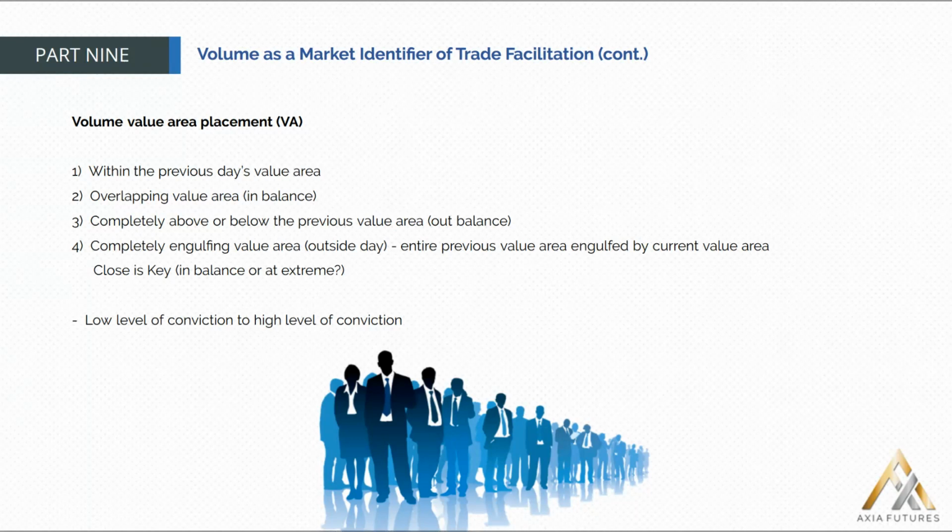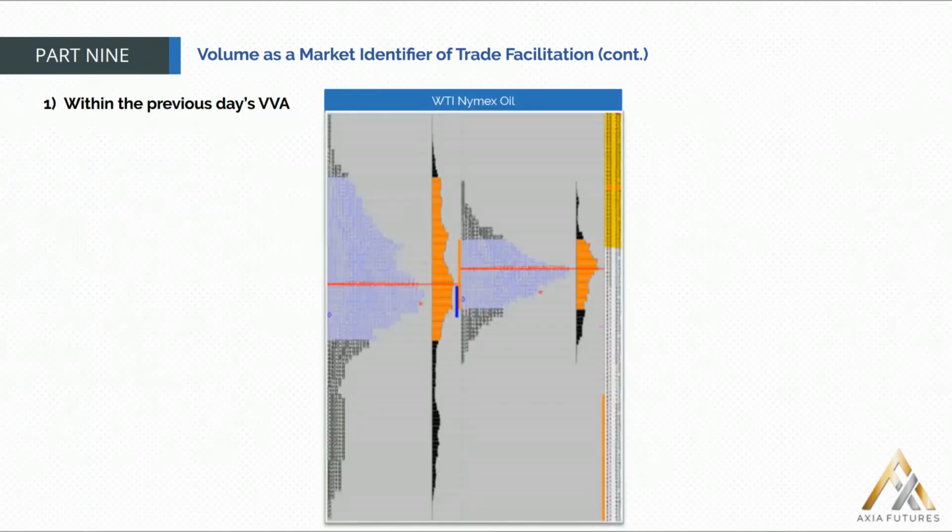And lastly, our most convicted is when a market is completely out of balance and out of synchronization, where we have a completely engulfing value area, so an outside day or an engulfing type day, where the current day's value area completely engulfs the previous day's value area. This shows us quite a bit of conviction and initiation from either the buyers or the sellers. Let's now take a look at the examples, and I'm going to show them to you on the chart so you get a better understanding of how they look and what they can mean for your trading strategies. The first example is very clear.